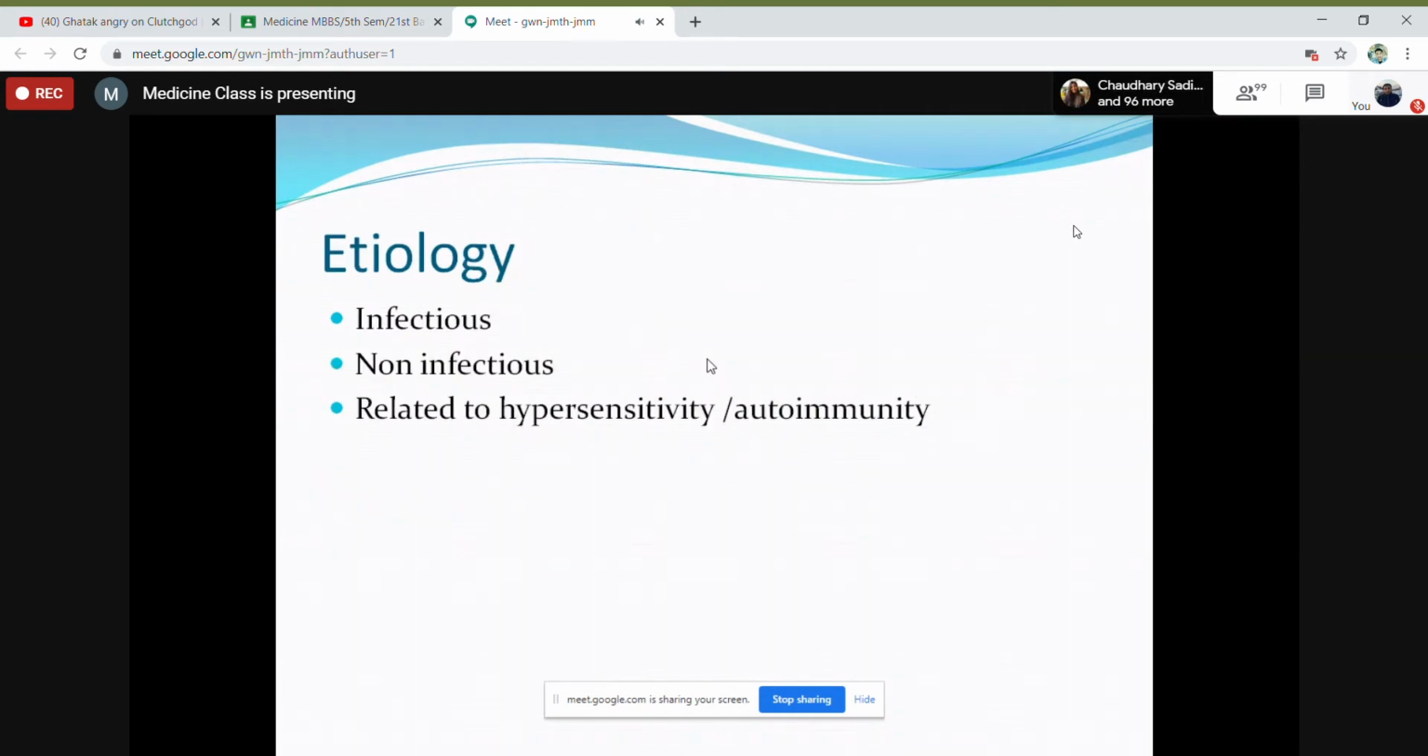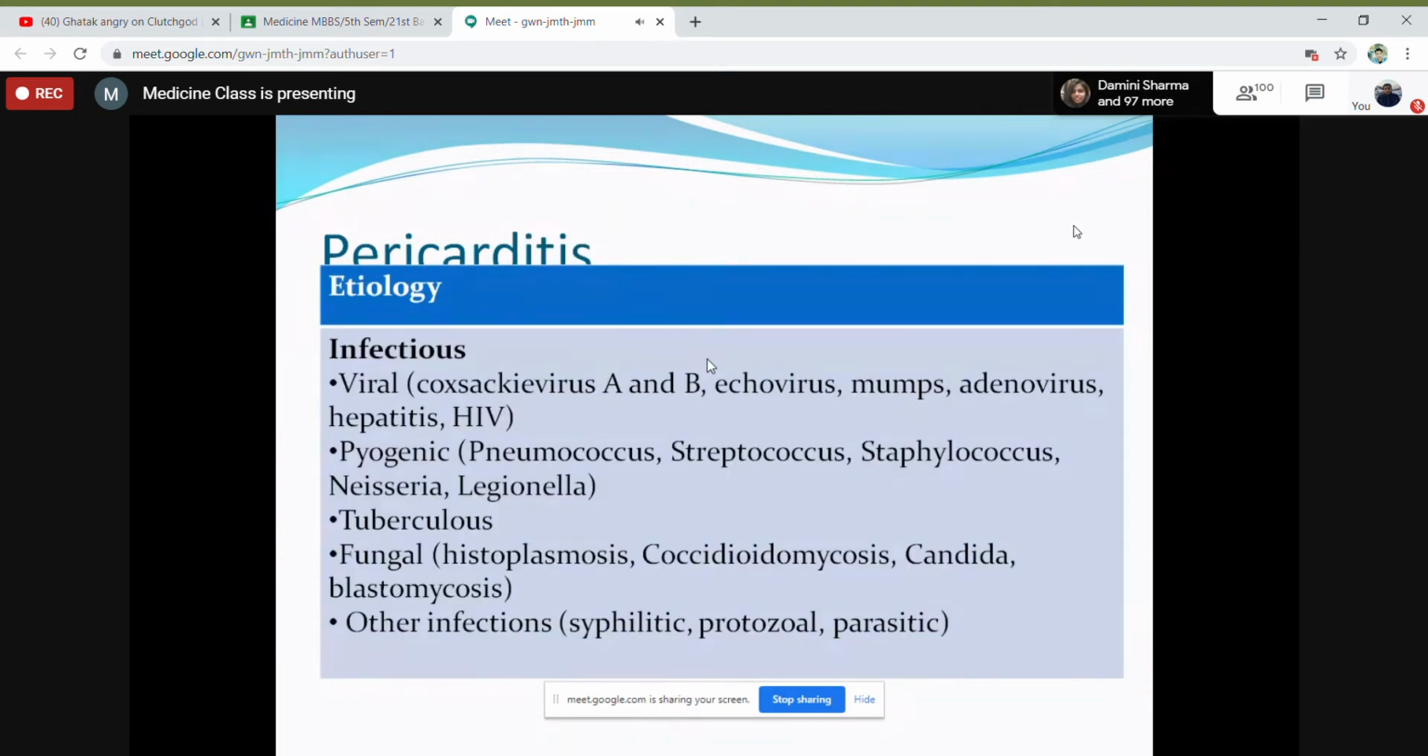Now, etiological classification divides pericarditis into infectious, non-infectious, and pericarditis related to hypersensitivity and autoimmunity. Infectious causes include different viral infections like Coxsackie virus A and B, echovirus, mumps, adenovirus, hepatitis, HIV. Pyogenic infections include infection by pneumococcus, streptococcus, staphylococcus, Neisseria, and Legionella.